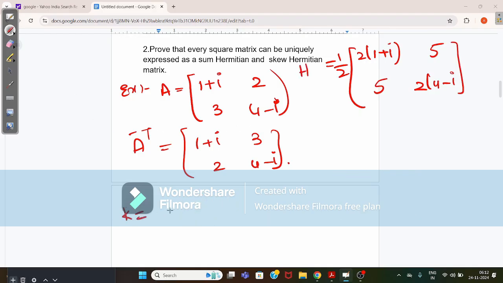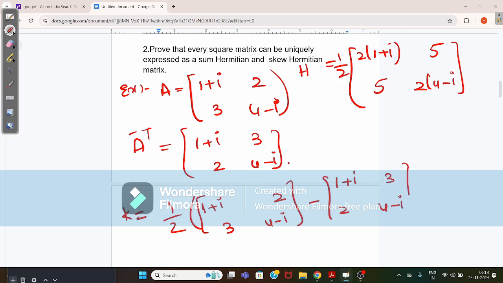Now K can be written as half of the matrix 1 plus i, 2, 3, 4 minus i minus the matrix 1 plus i, 3, 2, 4 minus i. So the value of K will be half of the matrix 1 plus i minus 1 plus i, 0, 2 minus 3, minus 1, 3 minus 2, 1, 4 minus i, 0.